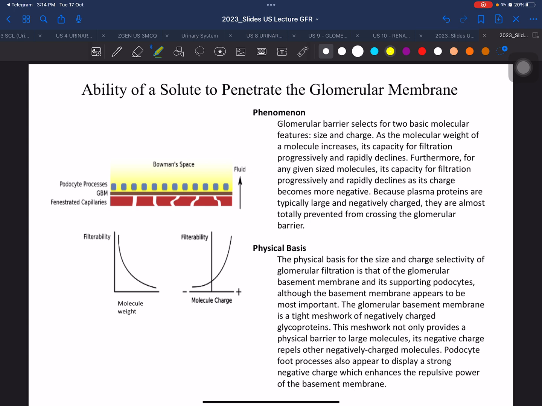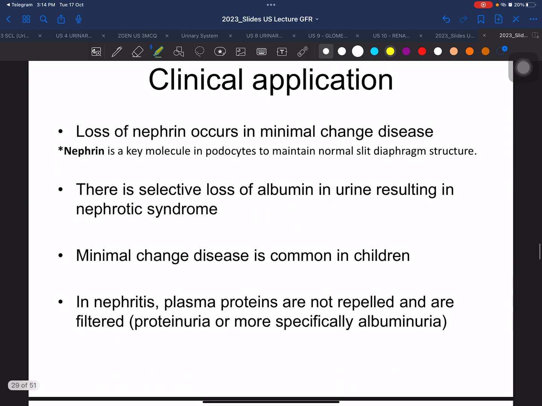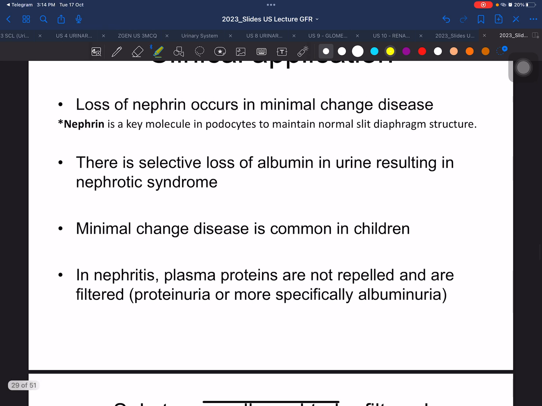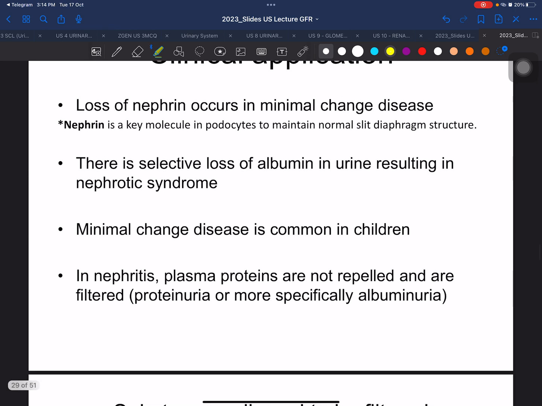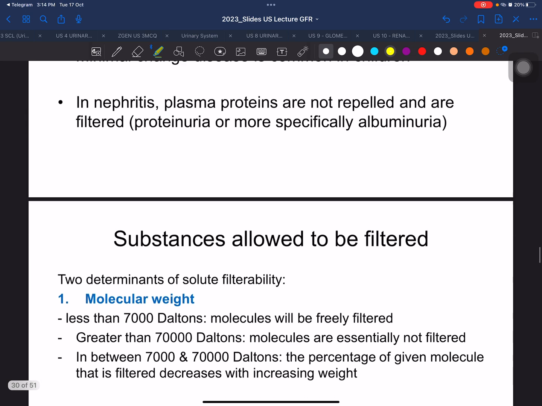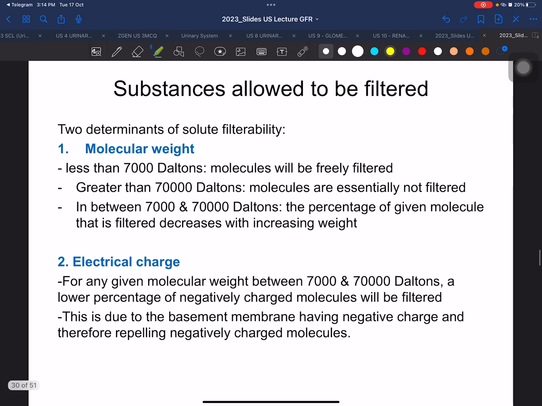So what are the clinical applications? Loss of nephrin occurs in minimal change disease. There is a selective loss of albumin in urine, which results in nephrotic syndrome, common in children. In nephritis, plasma proteins are not repelled and are filtered. This is proteinuria, or what we know as albuminuria. Again, to remind you, two factors determine the filterability: the molecular weight and the electrical charge.